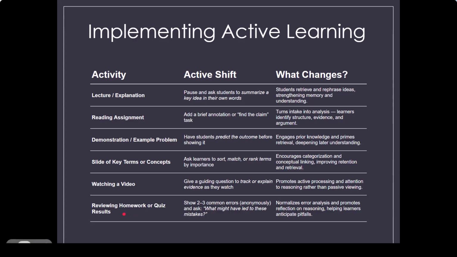Finally, reviewing homework or quiz results. Have students show 2 to 3 common errors and ask what might have led to these mistakes. This normalizes error analysis and promotes reflection on reasoning, helping learners anticipate pitfalls.